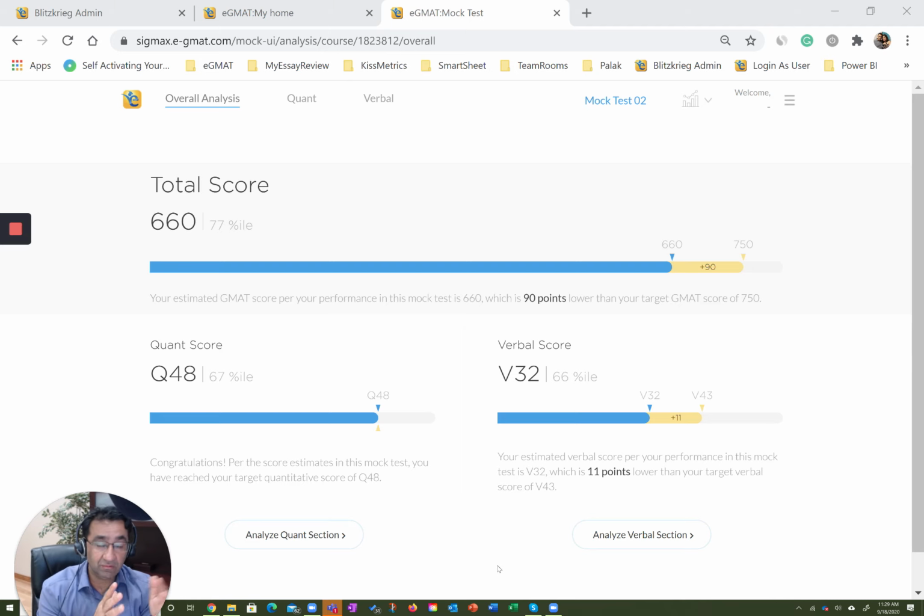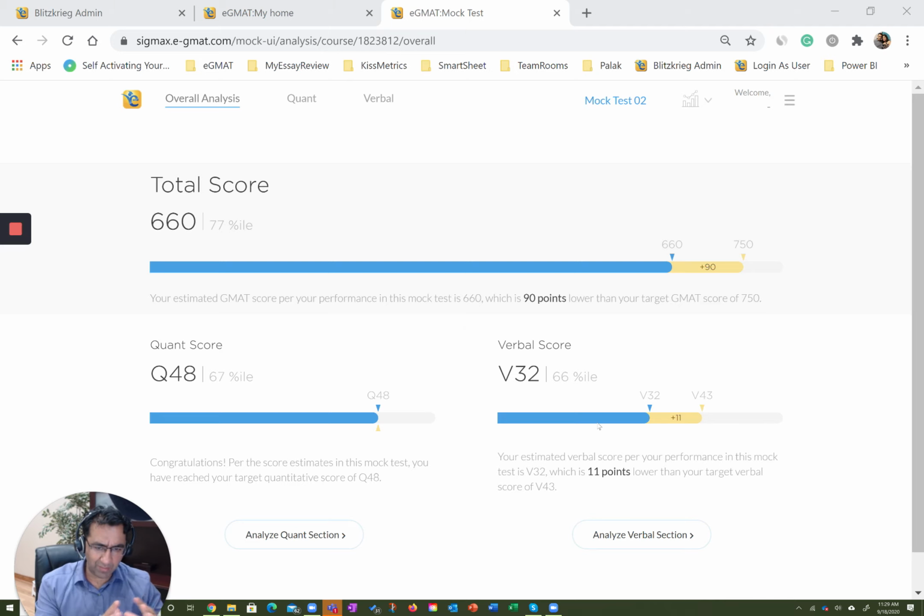You get to that next 50 points, you get to that 710 score, you get into that nice zone where you say, okay, I am almost close to where I want to be. So let's look at this. This is an output of a Sigma X mock. This is what we call an ESR plus analysis, which is better than ESR analysis, or better than enhanced score report analysis.